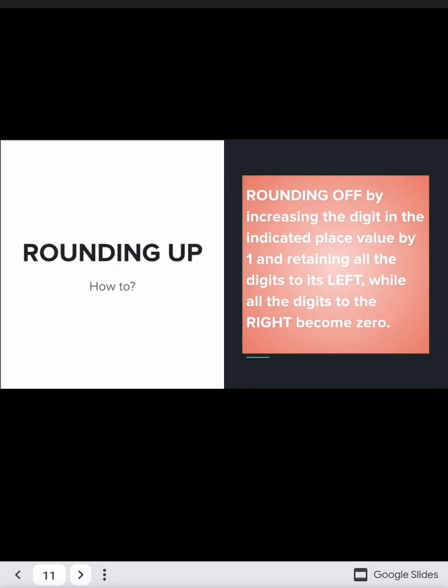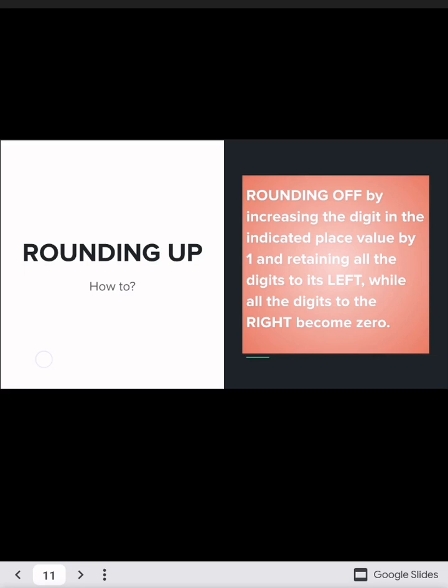Okay, so moving on. That was rounding down, all right? Rounding down. How about we do rounding up? How to do rounding up? Rounding off by increasing the digit in the indicated place value by 1 and retaining all the digits to its left, while the digits to its right become 0. So the rule is quite the same, only that we are going to add 1 to the digit in the place value that's being rounded off.